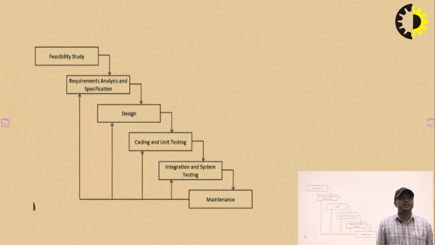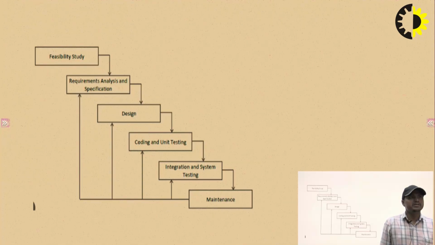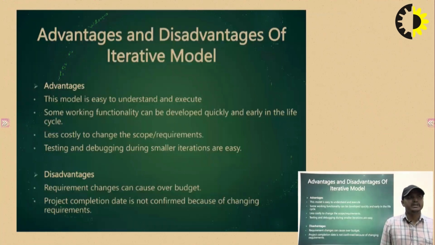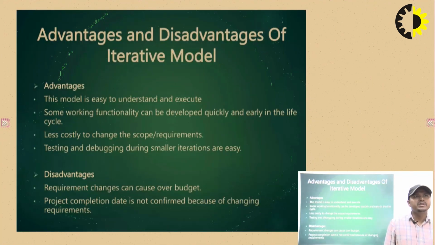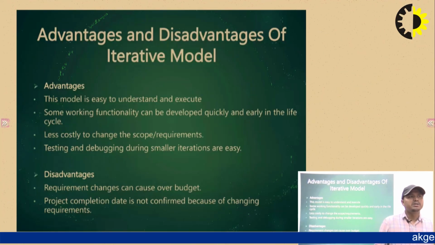These are the phases of the iterative waterfall model: feasibility study, requirement analysis and specification, design, coding and unit testing, integration and system testing, and maintenance. And what are the advantages and disadvantages of the iterative model? What is the advantage? This model is easy to understand and execute, and some working functionality can be developed quickly and early in the life cycle. It is less costly to change the scope and requirements. Testing and debugging during smaller iterations is very easy.